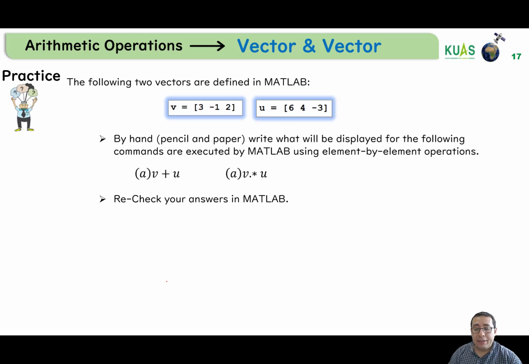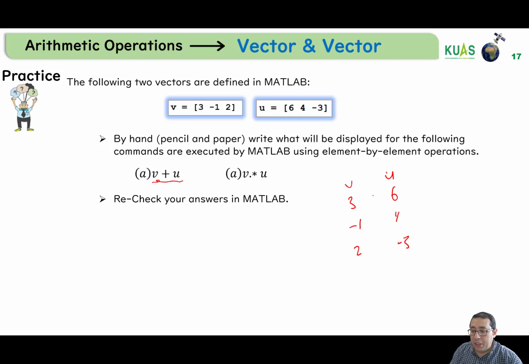And let's practice. For this example, we have two vectors, v and u. The v elements are 3, minus 1, 2, and u is 6, 4, minus 3. The first requirement is, by hand, using pencil and paper, write what will be displayed if we use the following commands. So for example, if we have v plus u, we have v as 3, minus 1, 2, and u as 6, 4, minus 3.